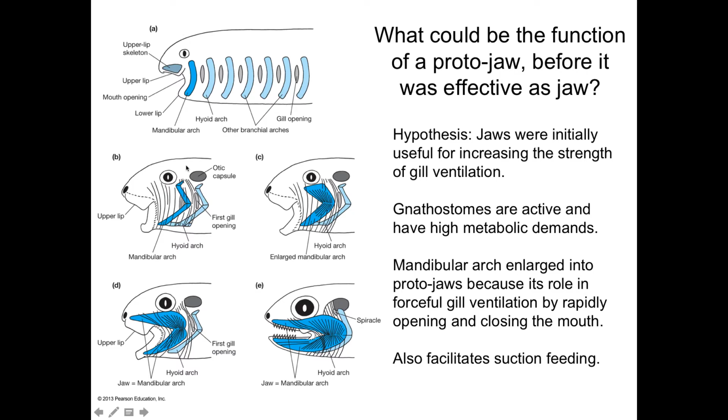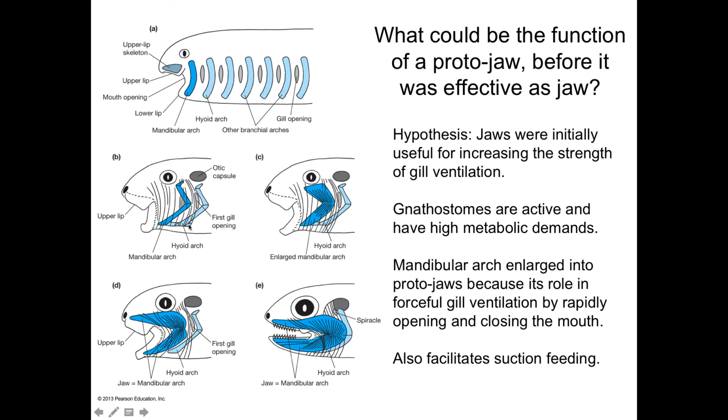So the mandibular arch, this first arch that has evolved from the first gill arch, could have become enlarged into this proto-jaw, and that may have been because it allowed more forceful gill ventilation by allowing snapping, rapidly opening, and the increased musculature of the pharynx would allow that to snap open and draw water into the mouth much more strongly. And then it also would allow the mouth to close much more effectively and push that water across the gills.